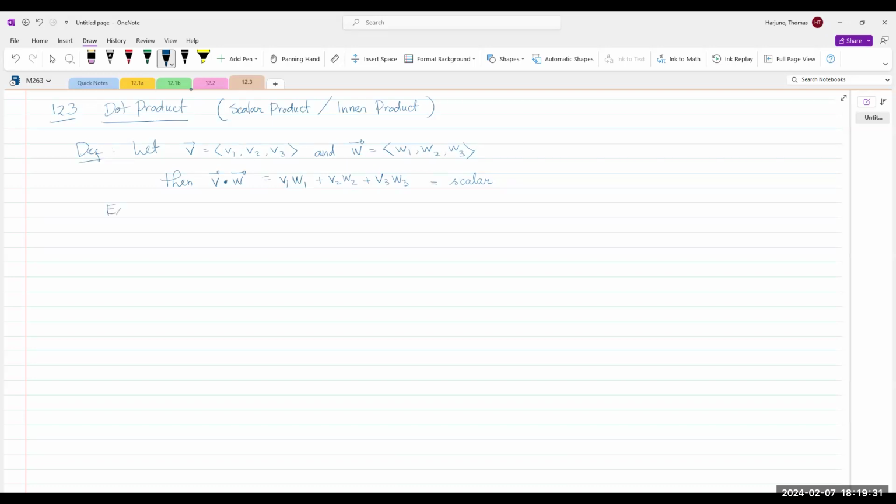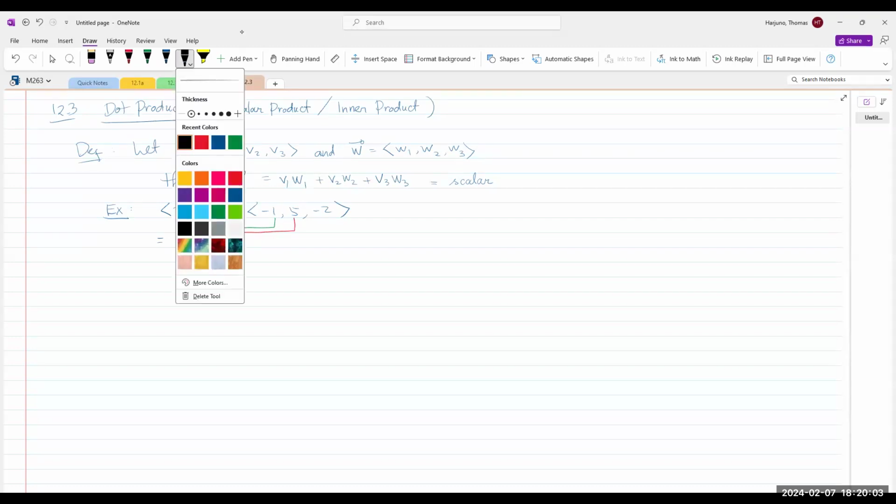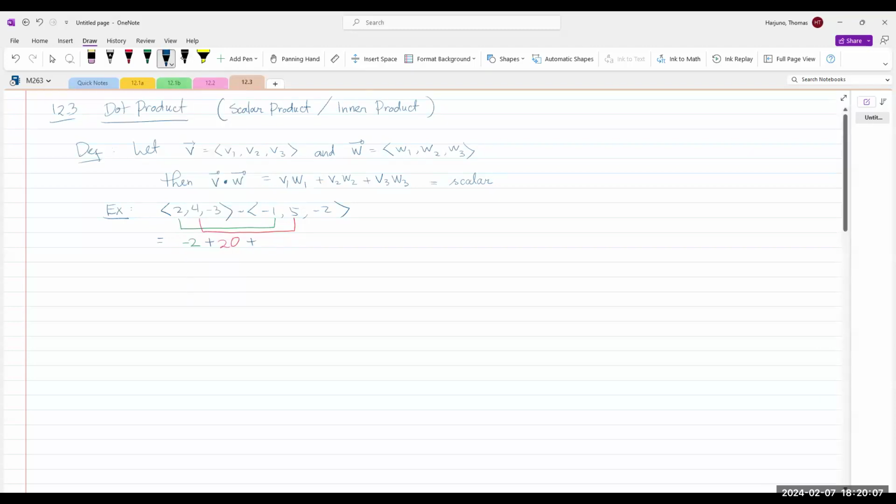Okay, for example, if we have vector (2, 4, -3) dot (-1, 5, -2), we basically add the product of corresponding components, which equals 24. And try to do it mentally fast, the way I do it here.